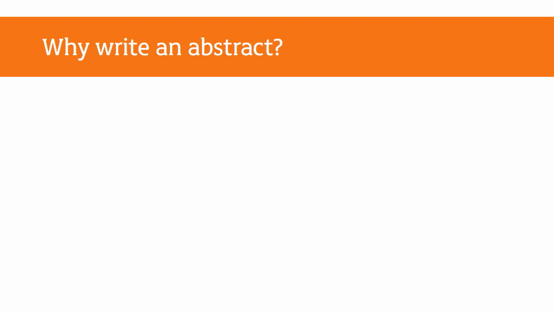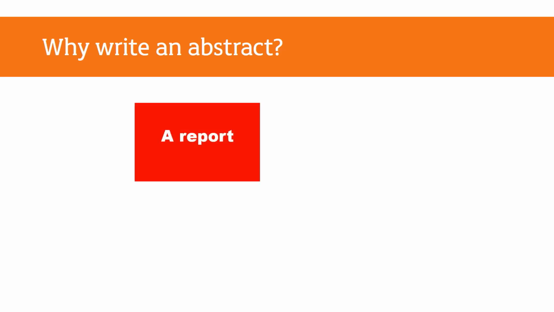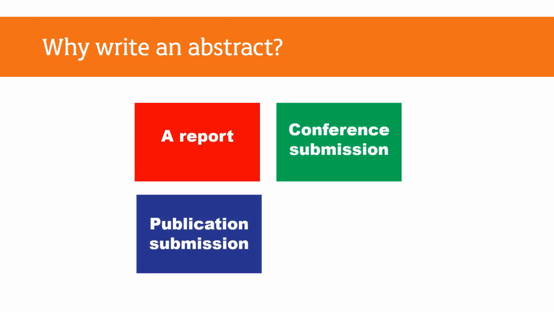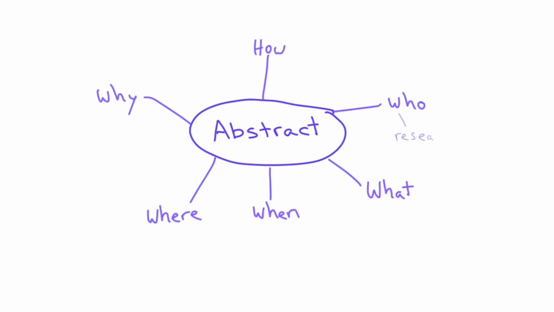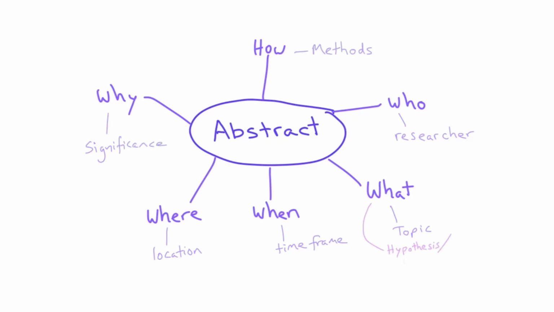An abstract summarises content and is useful for reports, conferences, publications, and promoting your ideas. Your abstract must include the who, what, when, where, why, and how. This means outlining who is conducting the research, what is the topic, when will the research be conducted, in what location, why the research is significant, and the methods that will be utilised. You also need to have a clear hypothesis or thesis statement, and if possible, the findings.